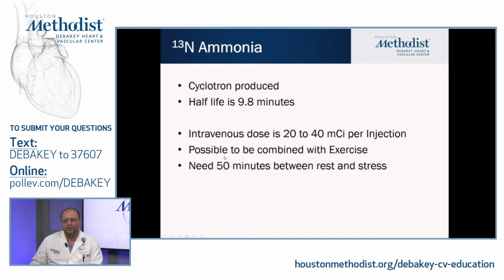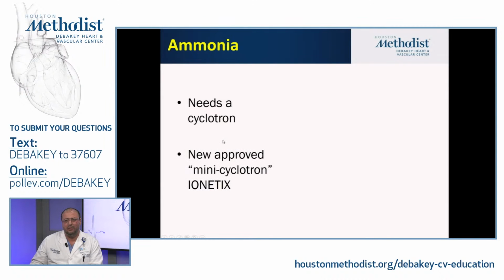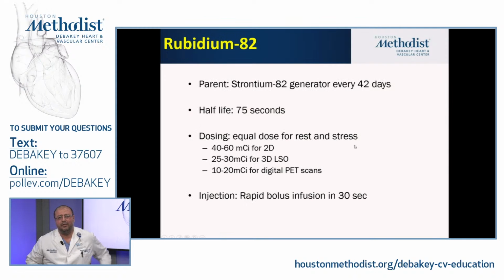But if you're doing it on the newer systems, then you can potentially use a high dose, low dose kind of approach. Now, most often you need a cyclotron for ammonia, which has to be close by, but there are now newer tools, like mini cyclotrons that are now FDA approved, and they'll allow you to put it in a smaller room next to your machine, which allows you to get doses of ammonia.